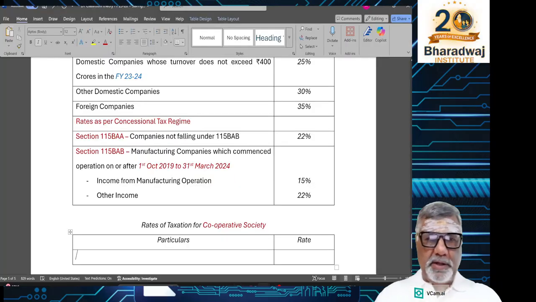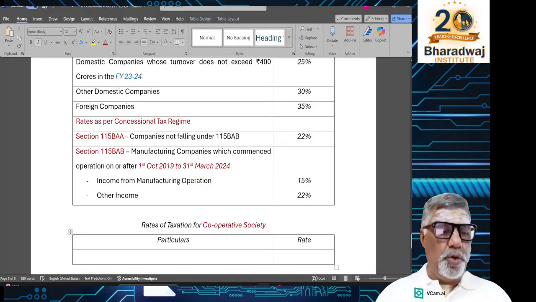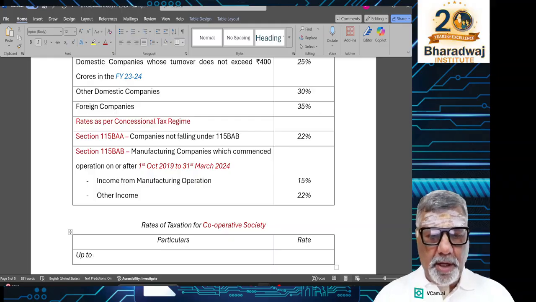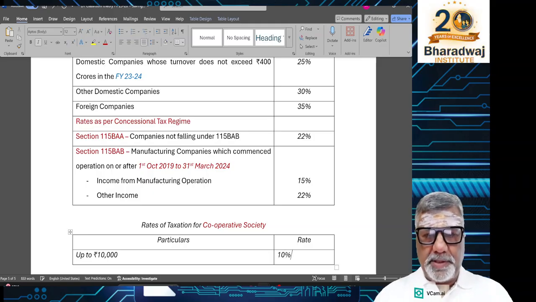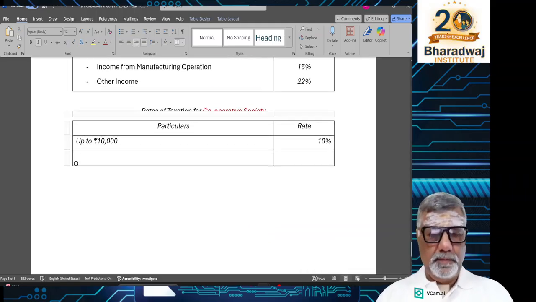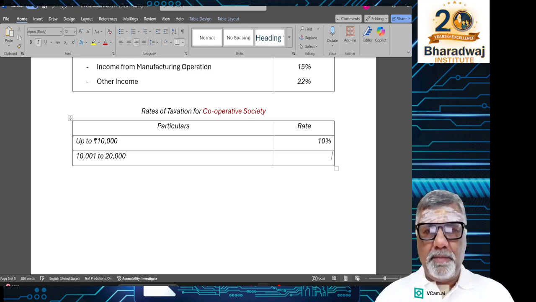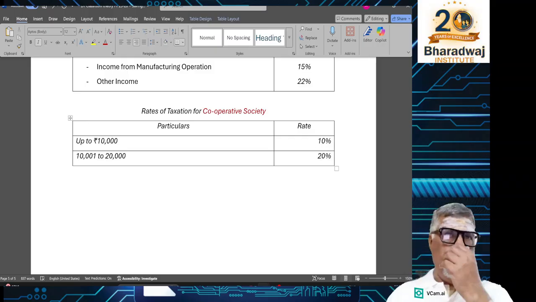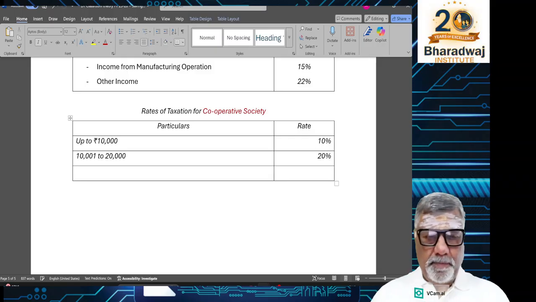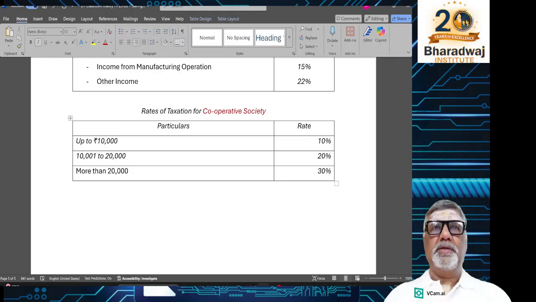Rates of cooperative societies. Again, they also don't have any basic exemption limit. Up to 10,000, 10%. 10,000 to 20,000, 20%. More than 20,000, 30%.